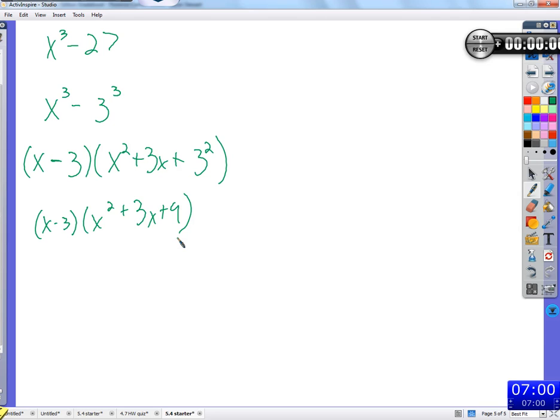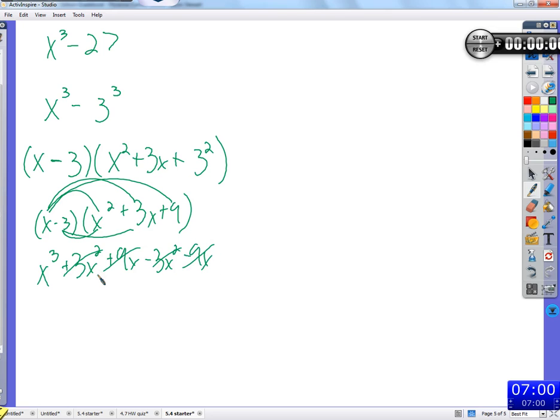Just to verify that this is the factored form, we'll multiply them together. X times x is x cubed. X times 3x is 3x squared. We don't want a 3x squared, so something must come up later in this multiplication that will get rid of that 3x squared. Plus a 9x, oh, so we got a 9x, we don't want a 9x. We just want x cubed and minus 27, so let's see what happens when we use the negative 3. That's minus 3x squared. Oh, that cancels out that 3x squared, that's good. Moving on, minus 9x, oh, that cancels out that 9x. And negative 3 times 9 is minus 27.